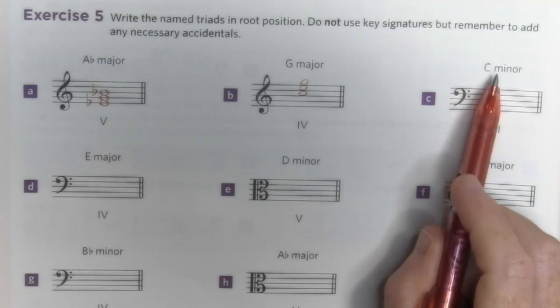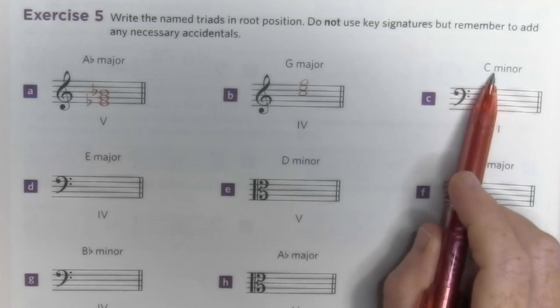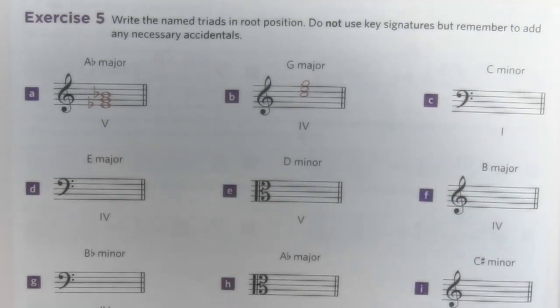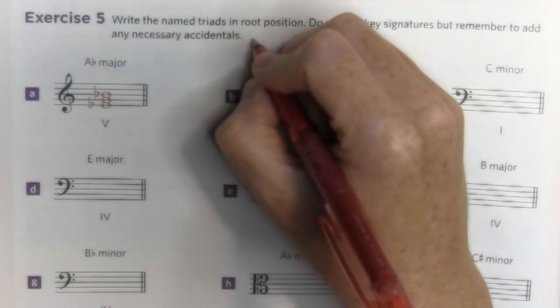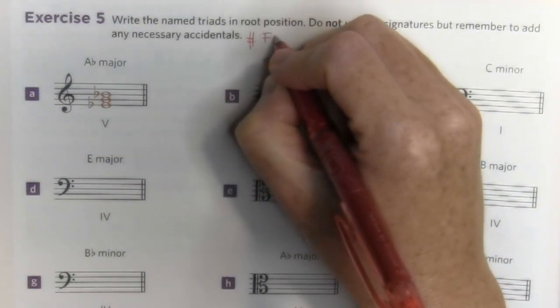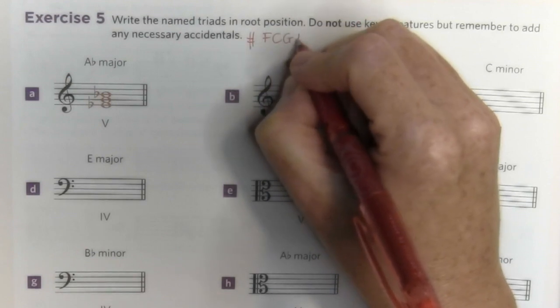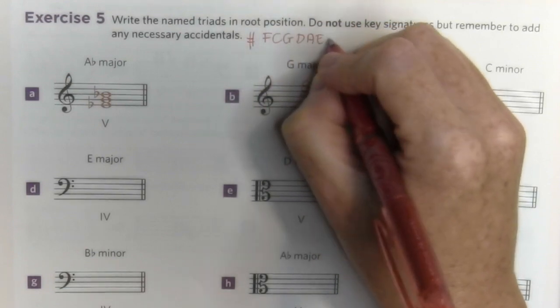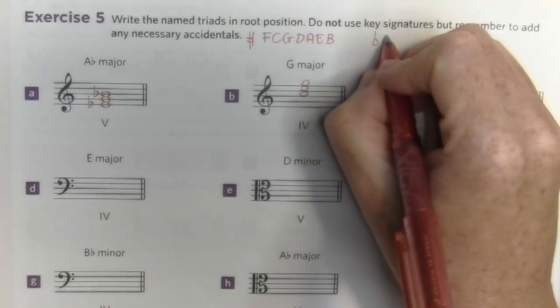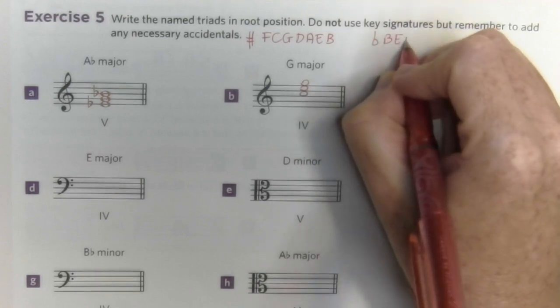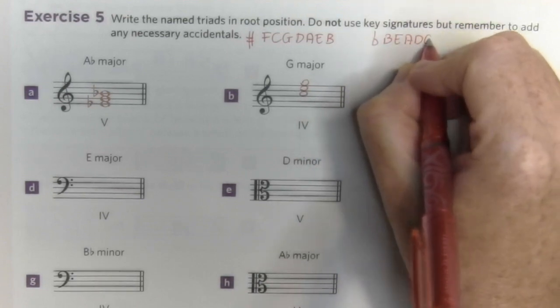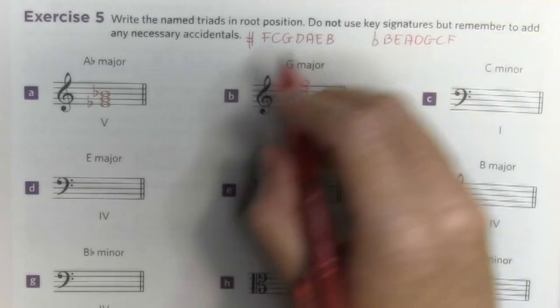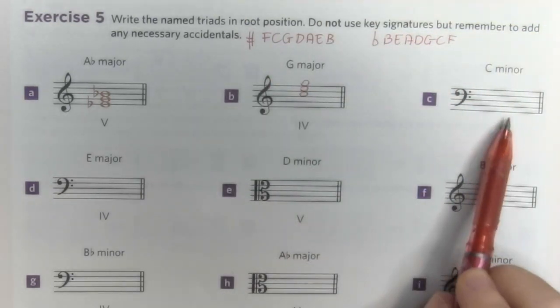In C minor, the relative major is E flat, and E flat, I think I'm going to write it here. So Fa, Do, Sol, Re, La, Mi, Si. Si, Mi, La, Re, Sol, Do, Fa. Learn them by heart.